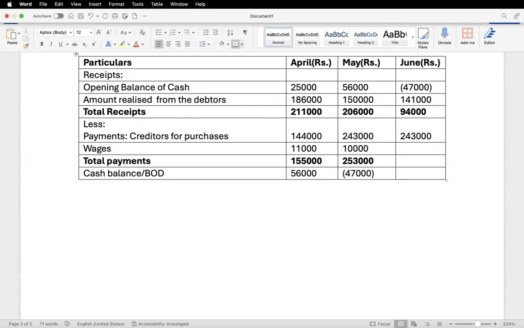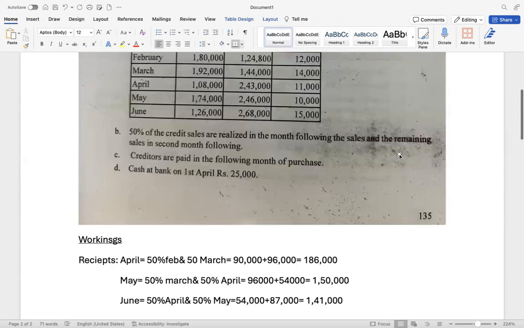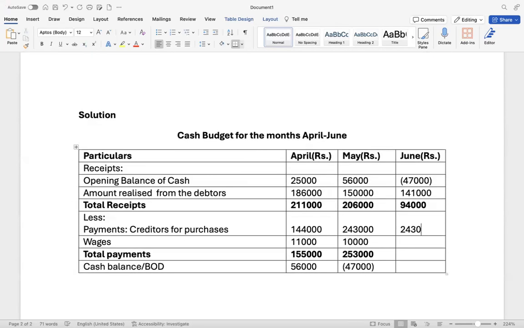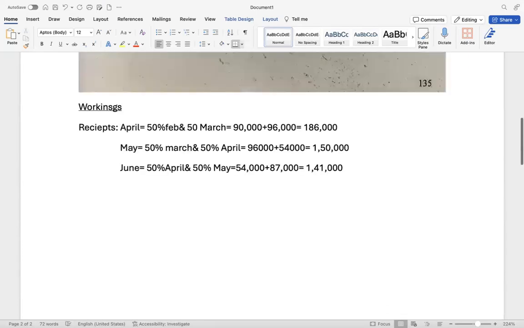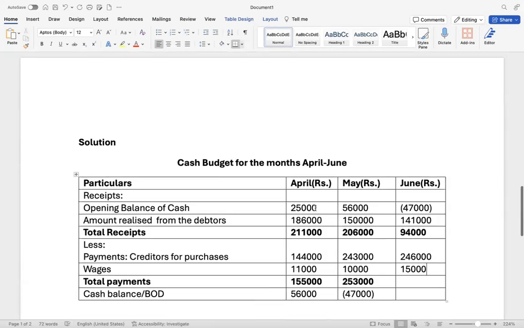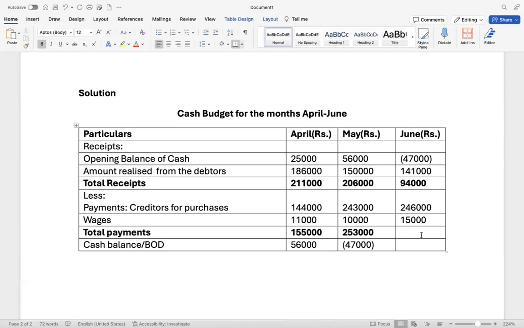2,43,000 or 2 lakhs? How much is that? 2,46,000. Sorry. 2,46,000. And then wages that are given in the problem. Look at this, wages 15,000 in the month of June. So the total comes to 2,61,000.